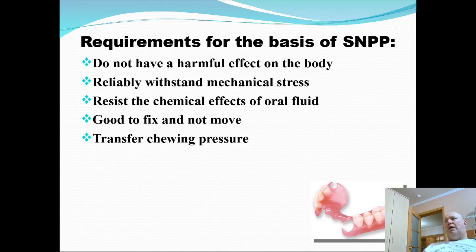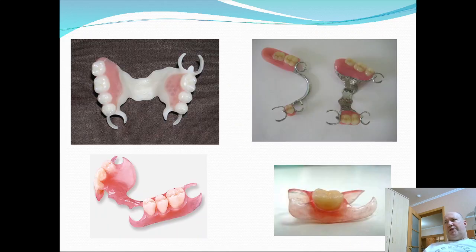Requirements for the basis of partial removable dentures. It should not have a harmful effect on the body. It should be reliable, withstand mechanical stress, and resist the chemical effects of oral fluid. It should be well fixed and not move, and transfer chewing pressure. Here you can see two types: non-physiological and semi-physiological. This part in the upper row is semi-physiological. This includes acetal, so-called. It can also be used for bases and white arcs.